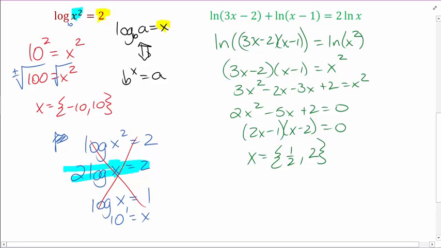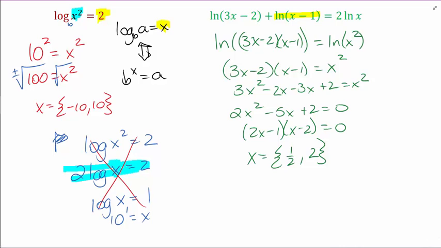When I plug back in 2, I get 6 minus 2, I get the natural log of 4. I can evaluate that, but I would need my calculator. The natural log of 2 minus 1 is the natural log of 1. I can evaluate that. And then 2 times the natural log of 2, I can evaluate that, but I would need my calculator. However, when I plug back in 1/2, in particular into the natural log of x minus 1, I get the natural log of negative 1/2.